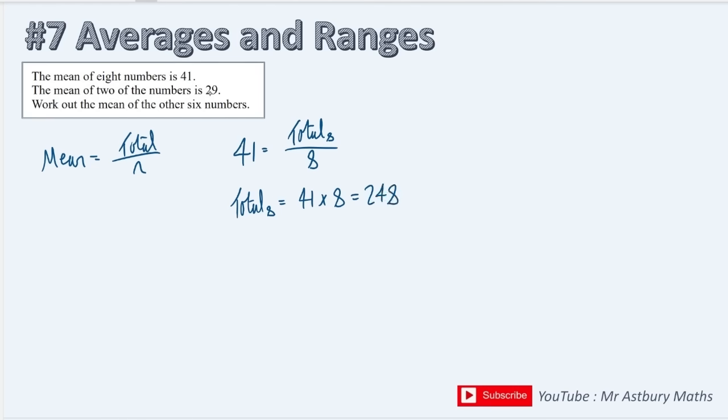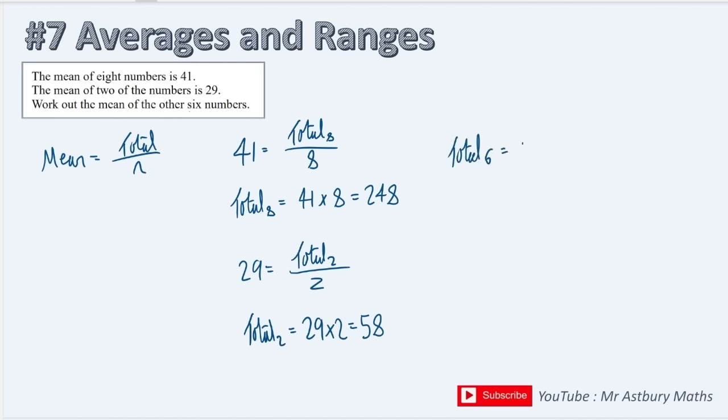And now we're told that two of them have a mean of 29. So I can say that 29 is equal to the total of those two numbers divided by 2. So therefore, the total of those two numbers is equal to 29 times 2, which is equal to 58. So how do I work out the mean of the other six numbers? Well, to work out the total of the six numbers, I just have to do the total of those 8 minus the total of those 2, which is 248 minus 58, which is 190.